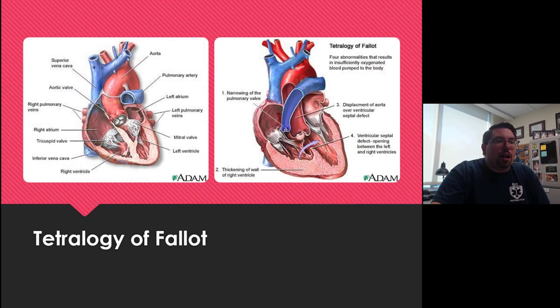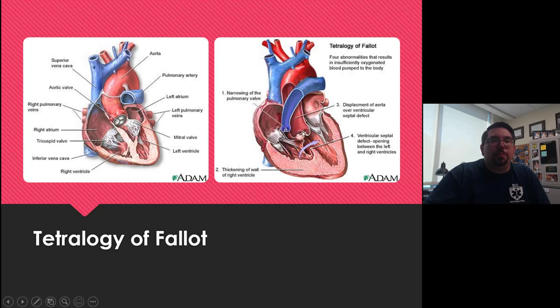We have the tetralogy of Fallot, which is one of the things that we're looking for here. You can see that oftentimes you're going to have issues with mixing of venous and arterial blood. Here's an example of what we're looking at. You can see that an example, we have a narrowing of the pulmonary valve here, right, making it harder for oxygen to go from the right ventricle into the lungs to oxygenate. You can see that leads to a thickening of the right wall of the ventricle.